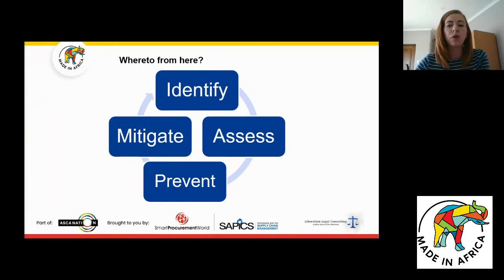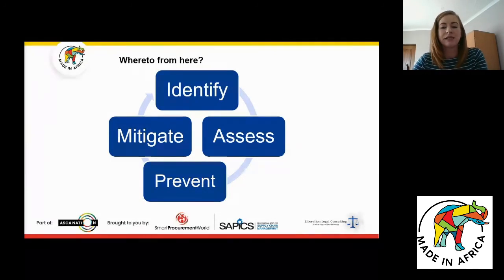So, for instance, employees in your supplier's operations: are employees free to leave employment? Are they paid for their services, and do they have employment contracts in place? Each of these risks needs to be assessed to ascertain its risk level. Then we move on to prevent and mitigate. So there we will put down each step to prevent or to mitigate these risks.